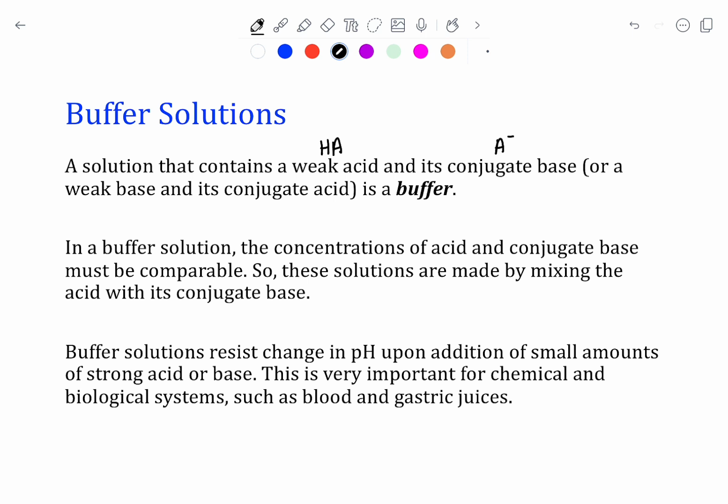In a buffer solution, the concentrations of the acid and its conjugate base must be comparable. So they must be very close. They must be similar in concentration.